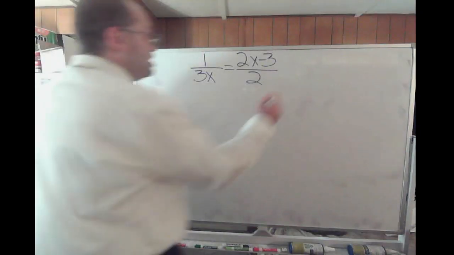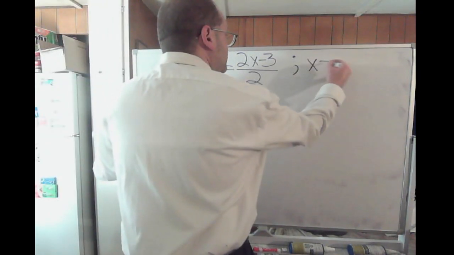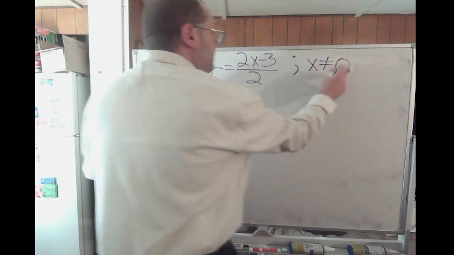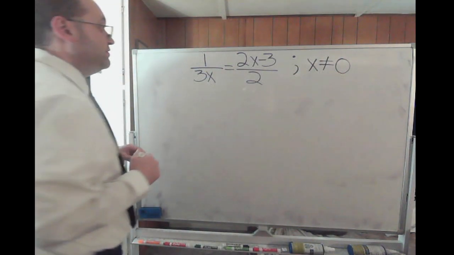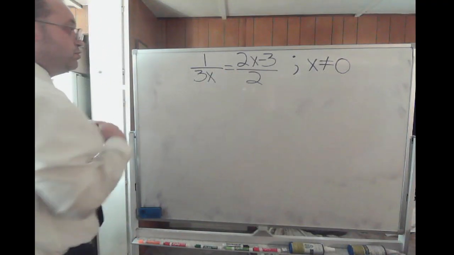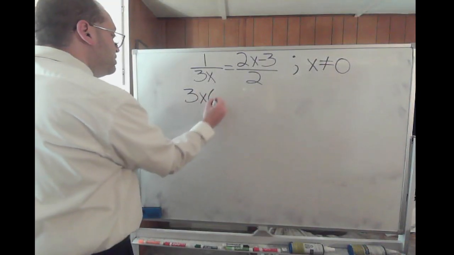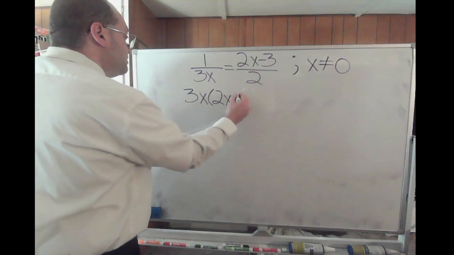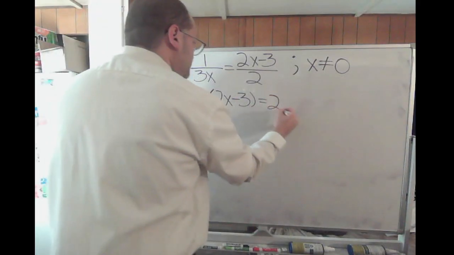So we need to put the condition at the top right that x does not equal 0. If we get that as one of our solutions, we have to throw it out because that'll make it undefined. So now let's do some cross multiplying here to solve this proportion. You can take 3x times the quantity of 2x minus 3. You'll set that equal to 1 times 2, which is 2.